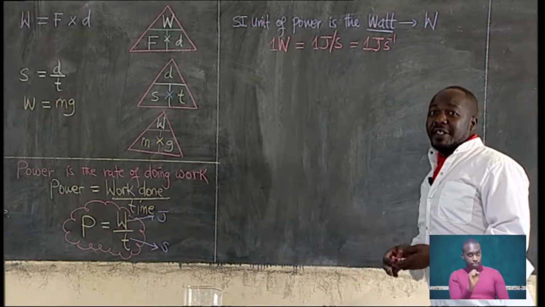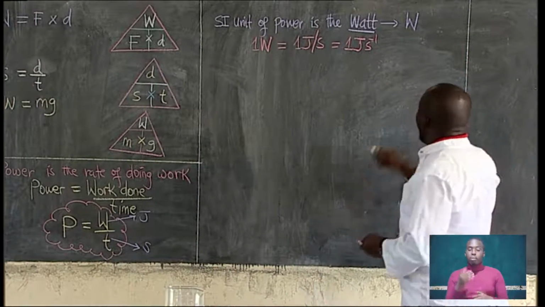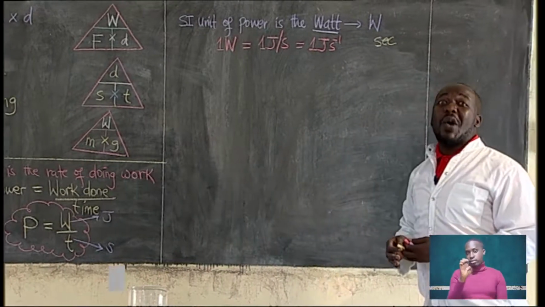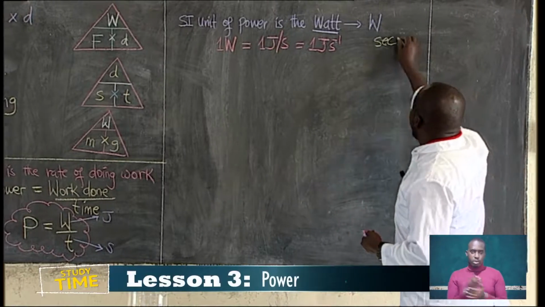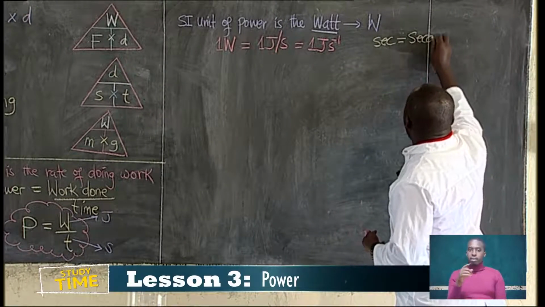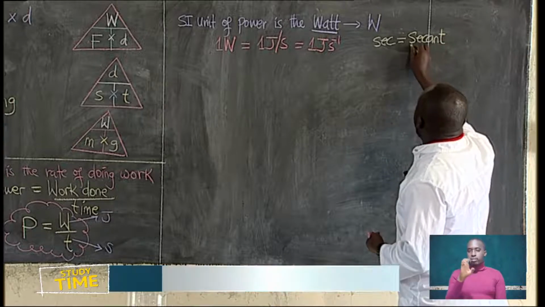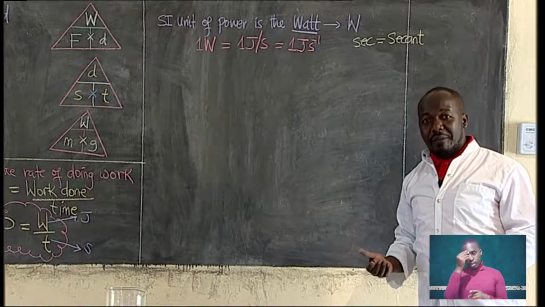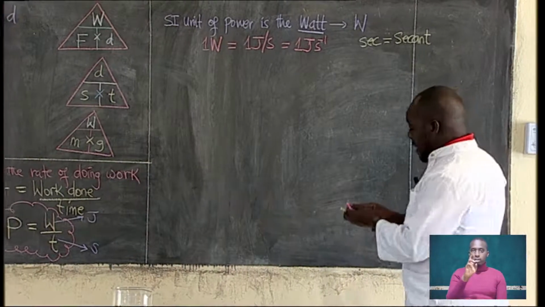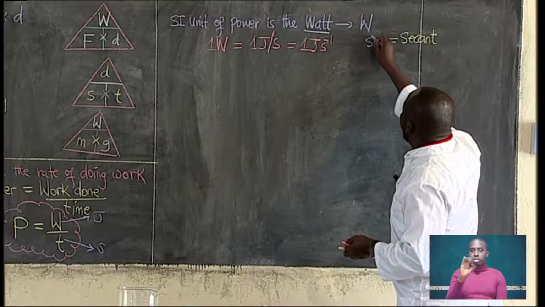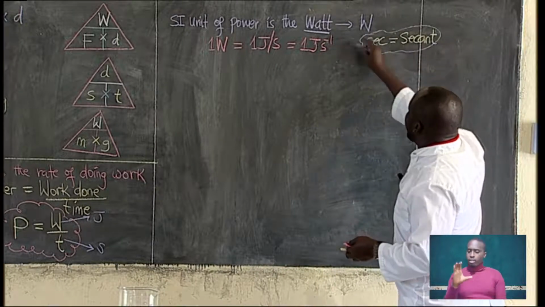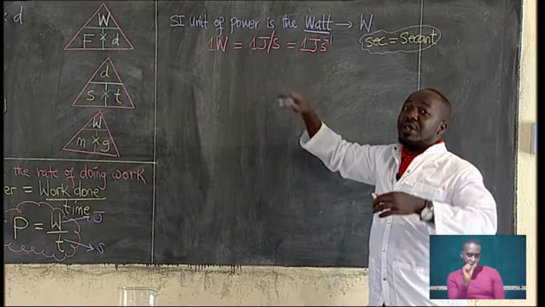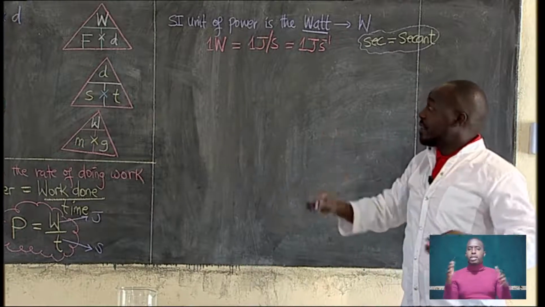And some students like making a mistake. If you write sec for second, that is wrong. In mathematics, sec is actually an abbreviation for a trig ratio, which is called secant. You are going to learn that when you are studying trigonometry. So don't abbreviate second as sec. No, this is completely different. The abbreviation for the symbol for second is small s. Don't put capital S. It is small s.